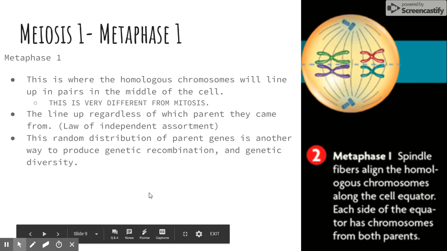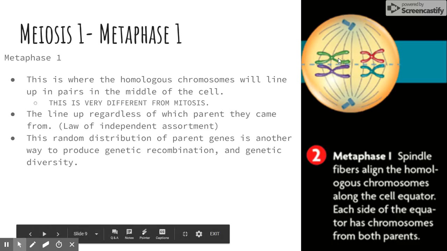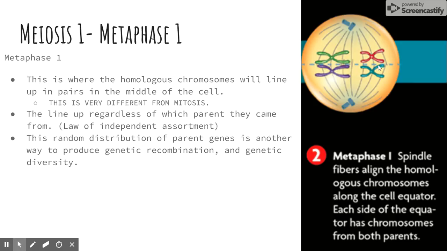So meiosis I, metaphase I. This is where homologous chromosomes will line up in pairs down the middle of the cell. This is very different from mitosis. In mitosis, we lined up in a single file line. So this guy and this guy wouldn't be sitting next to each other, they'd be in line with each other. So this is already setting up making that genetically unique offspring.